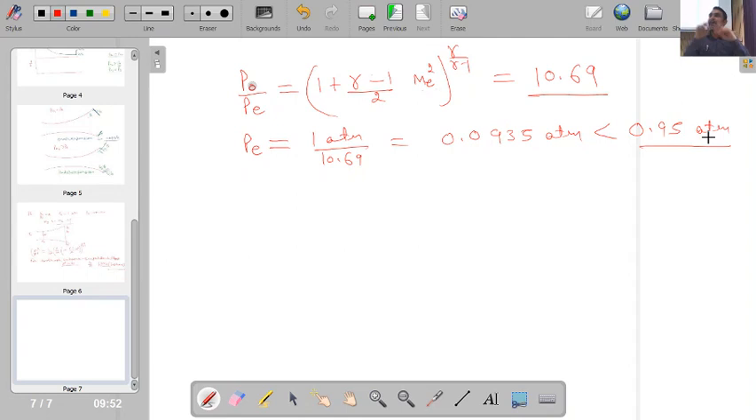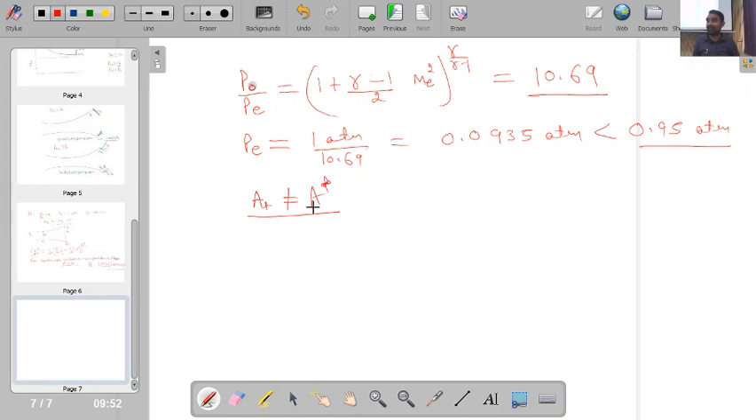It means that I will not be having supersonic flow in the diverging section. So if I don't have supersonic flow in the diverging section, it means my Mach number at the throat is not equal to 1. If Mach number at the throat is not equal to 1, it means AT is not equal to A star.